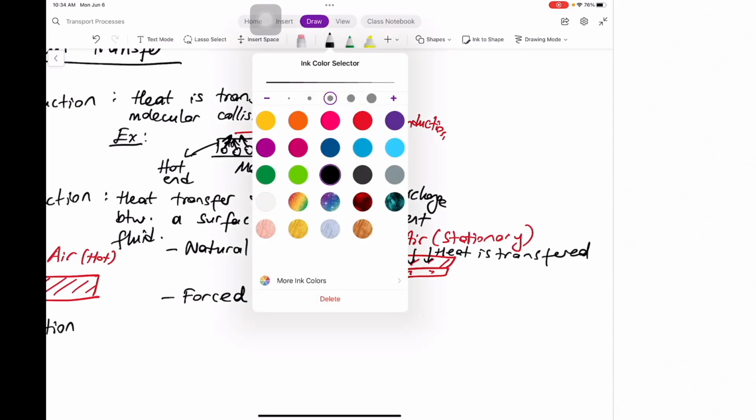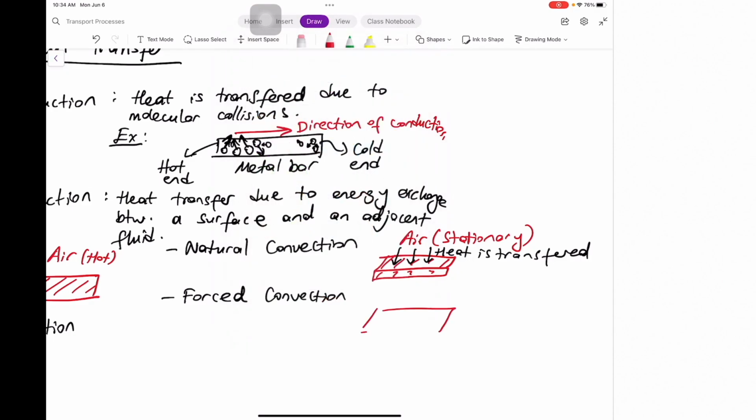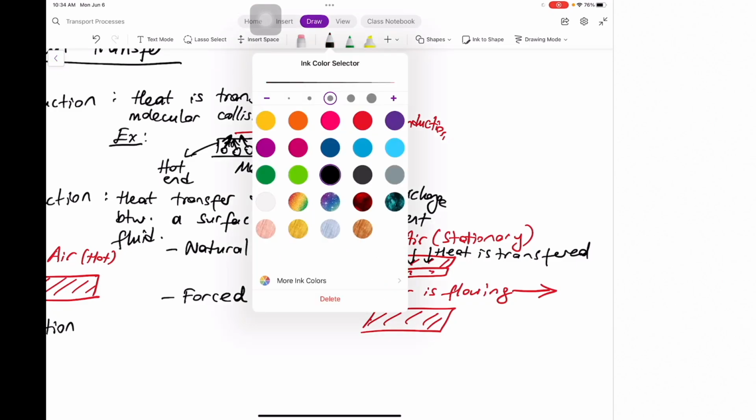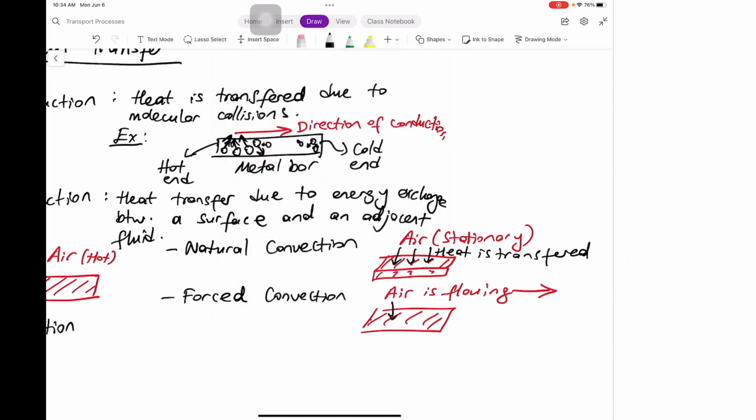In forced convection, though, you have the same setting, but the air is not stationary. Air is flowing. Maybe there's a wind, right? The air is flowing in one direction, but the heat transfer is still happening perpendicular to the surface. The black ones are the direction of the heat transfer, and the red arrow is the flow of the air.